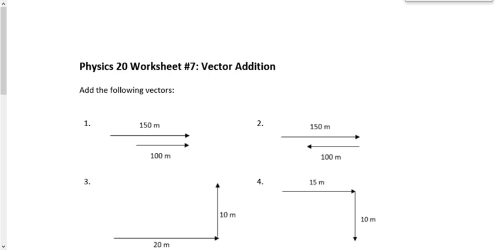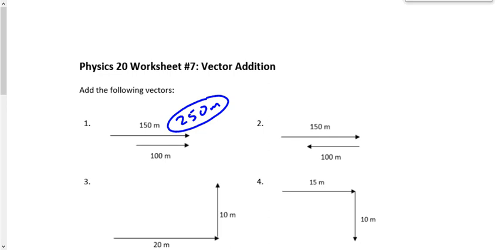Your homework from last night, worksheet number 7, vector addition. First couple of questions, pretty straightforward here. One-dimensional vector addition, stuff that you could have done really in junior high school. First one says 150 meters to the right, 100 meters to the right. The vector sum of those is just 250 meters to the right, or plus 250 meters.